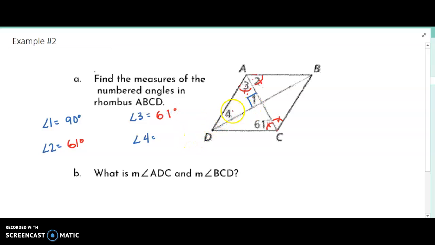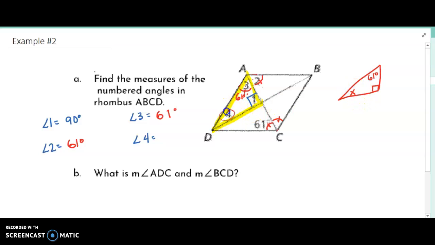Okay, now angle 4, you have to be a little bit wiser and go about this a different way. Now there's a few different ways you can do it, but I'm going to highlight this triangle right here, and I want you to look at this as a triangle rather than a rhombus. Okay, remember angle 3 is 61 degrees. So if I have a triangle that looks like this, we have a 90-degree angle, we have a 61-degree angle, and I don't know this angle.